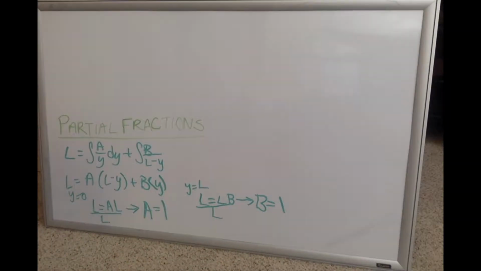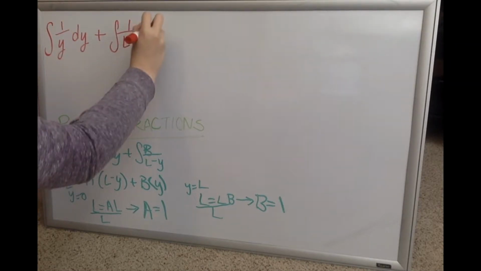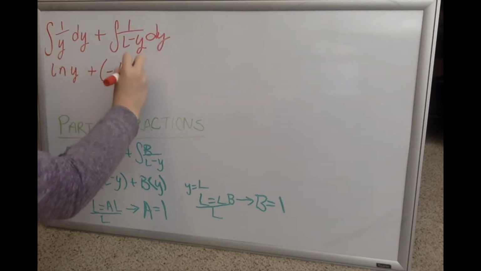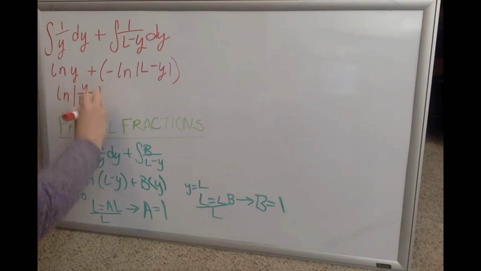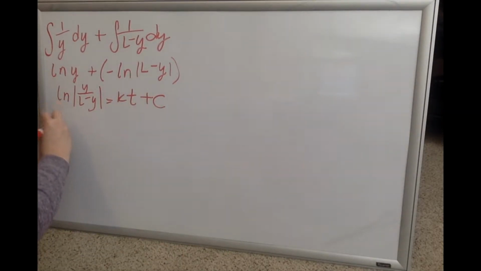So this is the integral of 1 over y dy plus the integral of 1 over L minus y dy. This is the natural log of y plus the negative natural log of L minus y. Simplified, this is the natural log of y over L minus y equal to kt plus c. Now to simplify this, you need to put everything to the e to those powers.